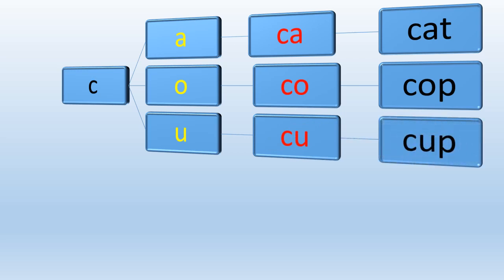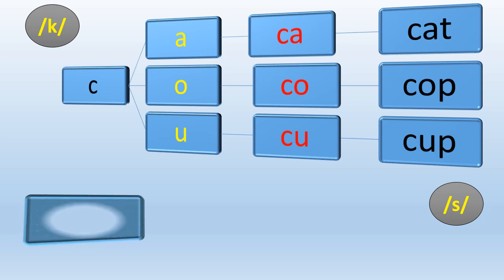Now you can see here I have not given the vowels E and I. Do you know why? Because whenever this C comes with A, O, U, it gives the sound K. But whenever this C comes with E and I, it gives the sound S. Let me show you some examples.